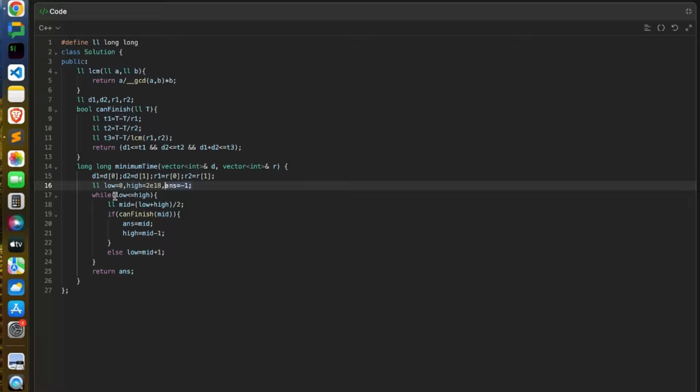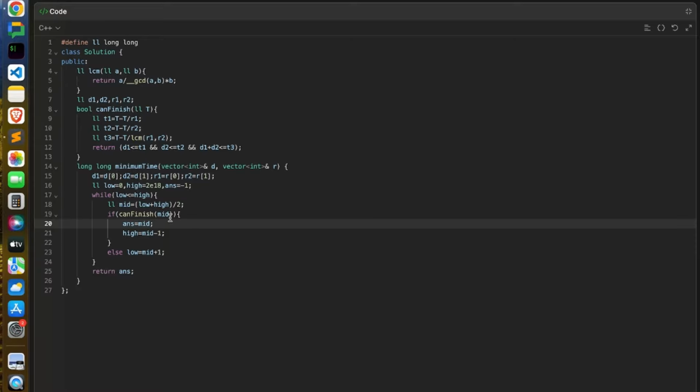Now while low is less than or equal to high, find the mid value. Here I want to check if by the time mid both the drones can make the delivery or not. If they can finish the delivery by the time mid, it means that this is one of your potential answers.